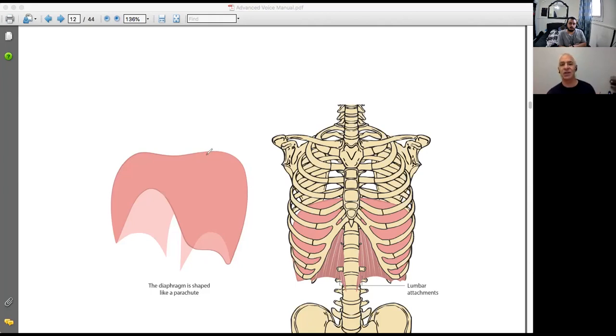Furthermore, I think this is interesting, the diaphragm has very few nerve endings in it, so you can't feel it working. How could you possibly control a muscle that you can't even feel in the first place? So how does it work?